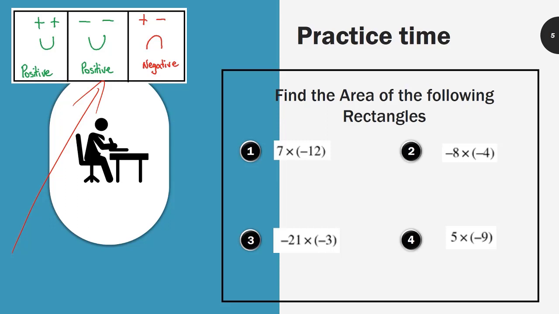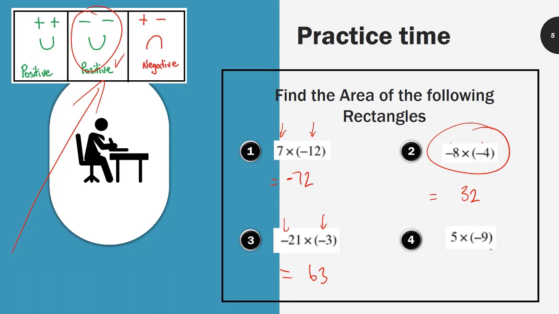All right, answer time. Let's go through these. So 7 times 12 is 72. And when I have one negative and one positive, my answer is negative. Here, 8 times 4 is always 32. And I have two negatives, so that means it's this ninja here. So my answer stays as positive. 21 times 3, that is 63. And both are negative. So once again, it's this ninja, so my answer stays as positive.